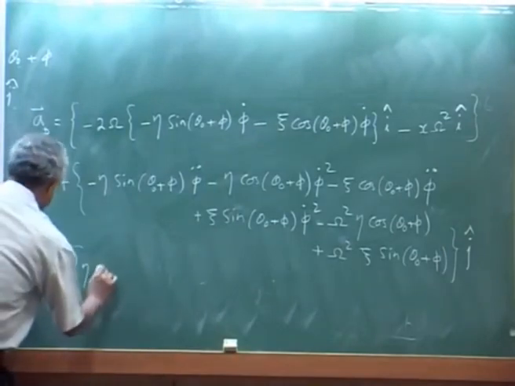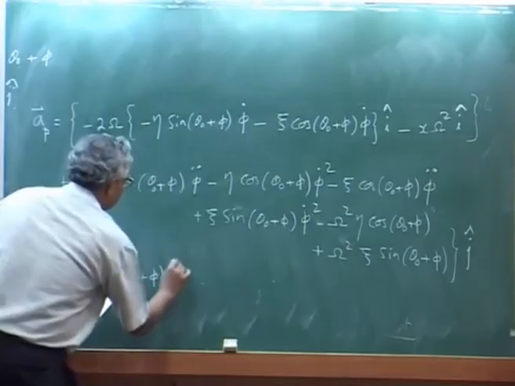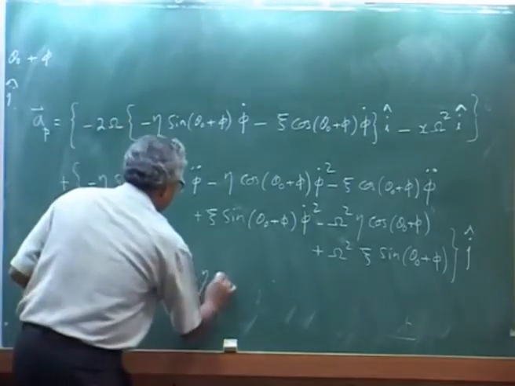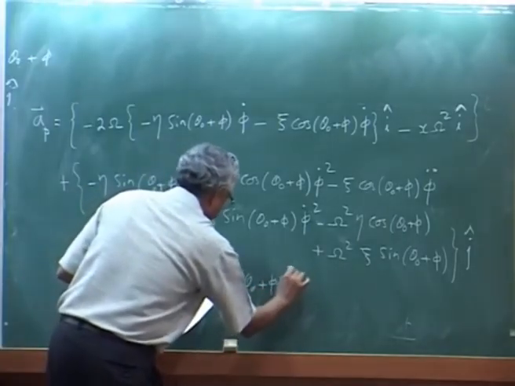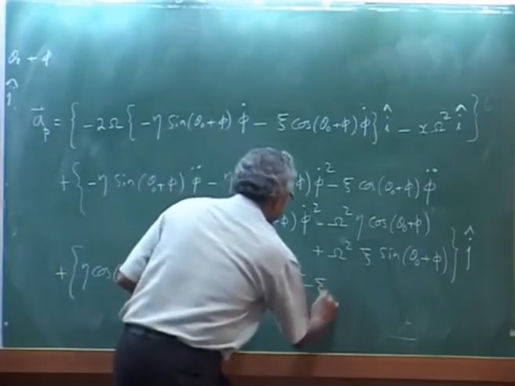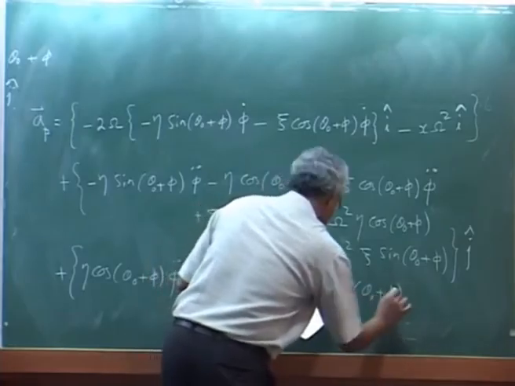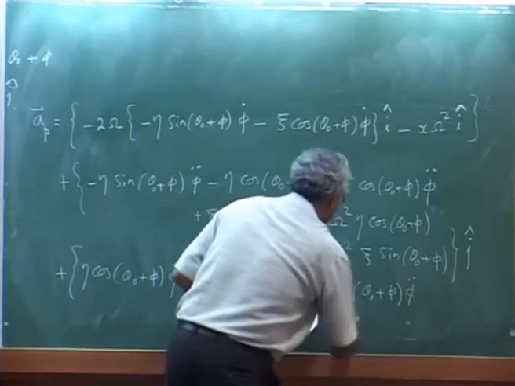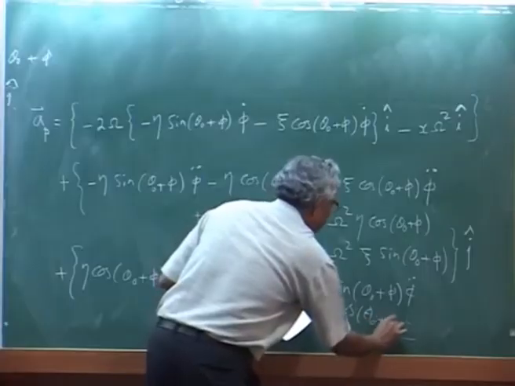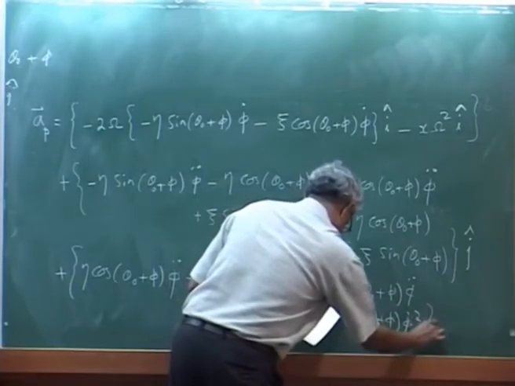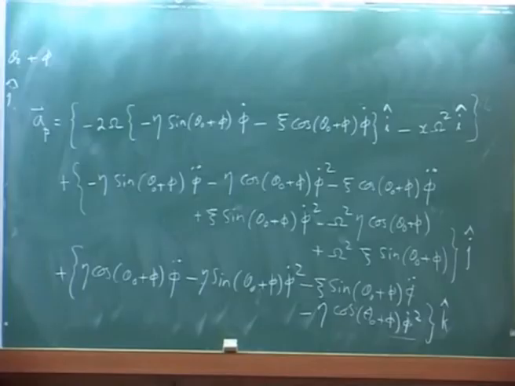Then you add k: eta cosine(theta naught plus phi) phi double dot minus eta sine(theta naught plus phi) phi dot square, and minus xi sine(theta naught plus phi) phi double dot minus xi cosine(theta naught plus phi) phi dot square, this is k. Okay, this is the acceleration of any mass point on the cross section.